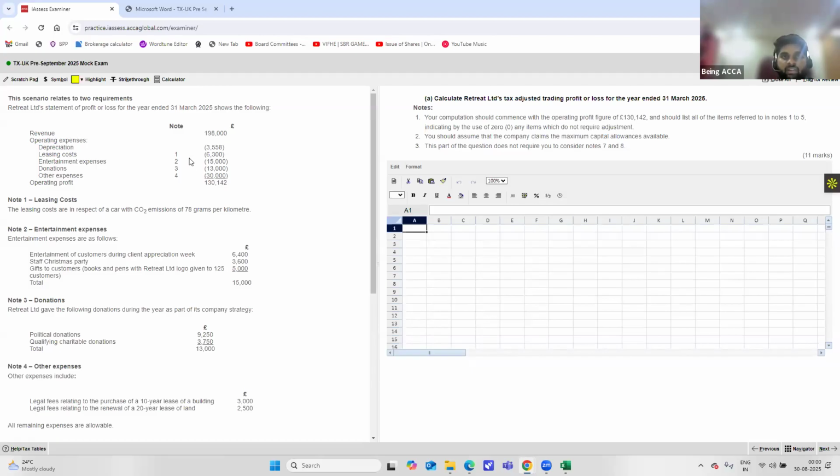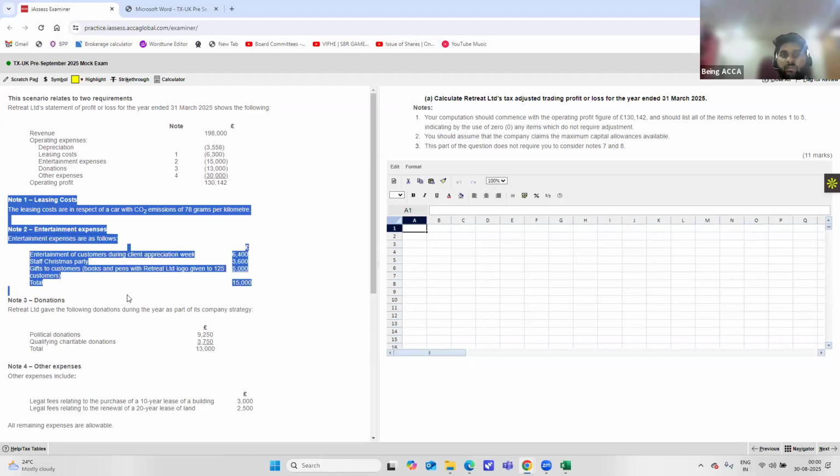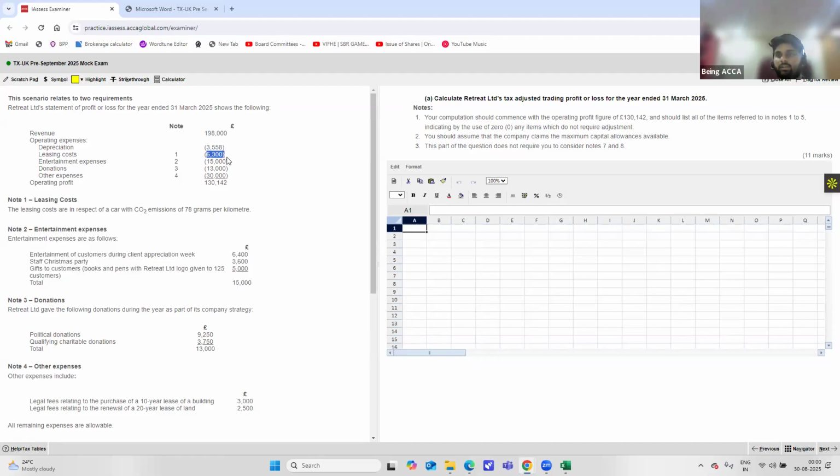Next, whenever they mention points like notes, always take a look at these notes because there might be something relevant to us there. Here they say leasing costs are 6,300. Usually, if the leasing relates to cars with less than 50 grams, then the leasing costs are completely allowed. But here the leasing costs are in respect of a car with CO2 emissions of 78 grams per kilometer. Because of that, 15% is disallowed, so that 15% should be added back because it was deducted. Understood?